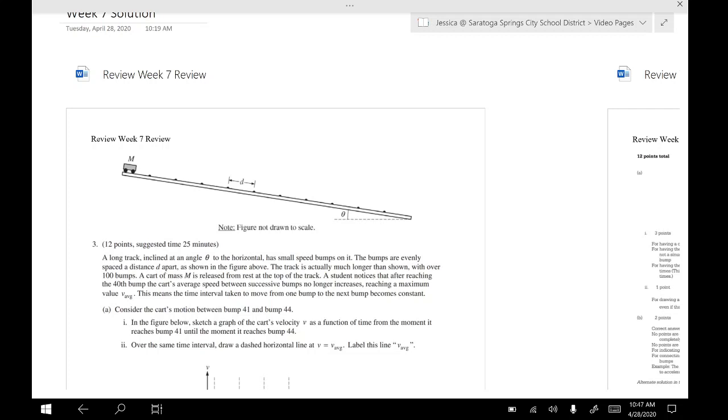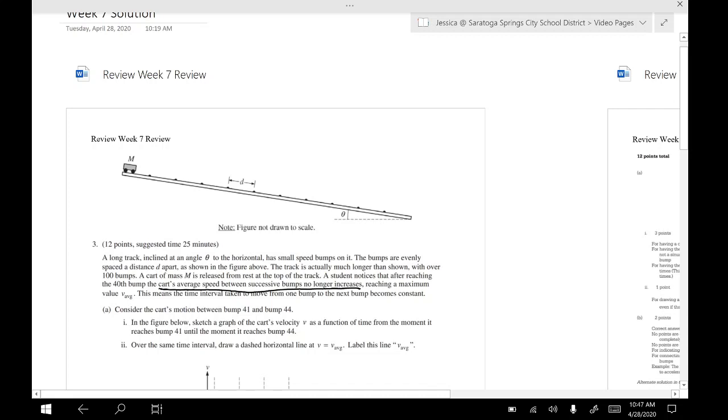So we have a long track that's inclined at an angle of theta to the horizontal, with small speed bumps on it. The bumps are evenly spaced a distance d apart as shown. The track is actually much longer than shown, with over 100 bumps. A cart of mass m is released from rest at the top of the track. A student notices that after reaching the 40th bump, the cart's average speed no longer increases. Okay, so that's important.